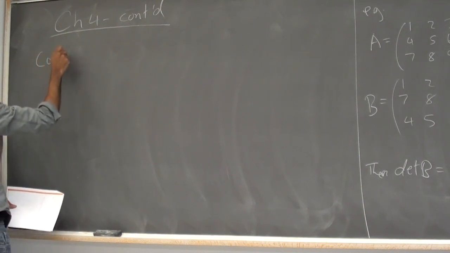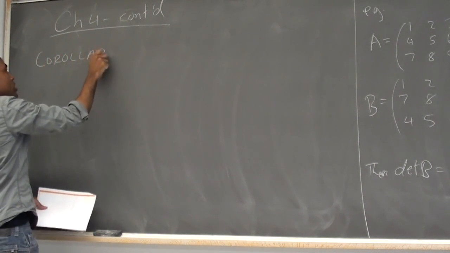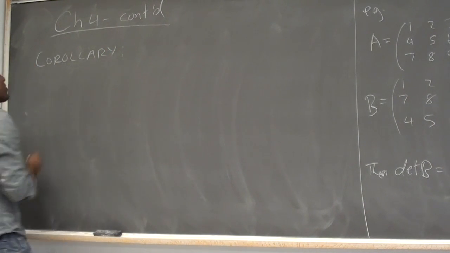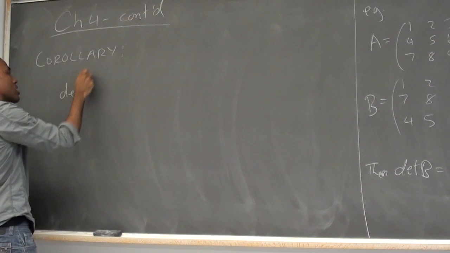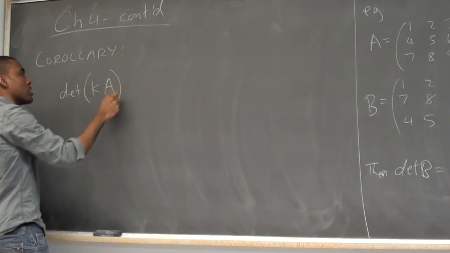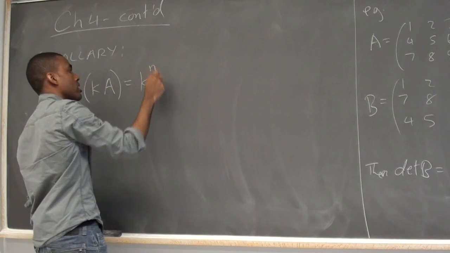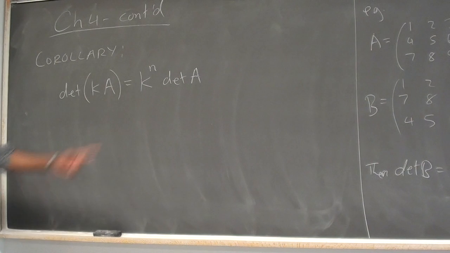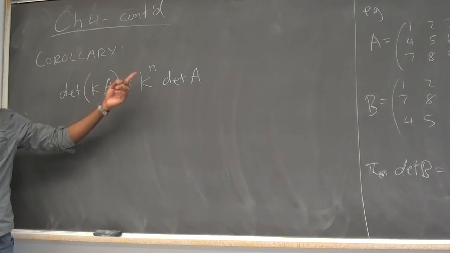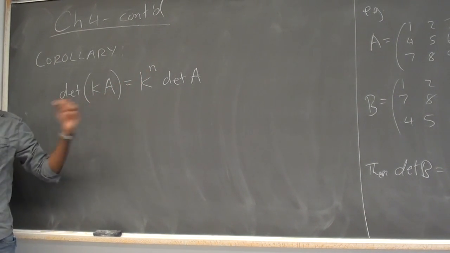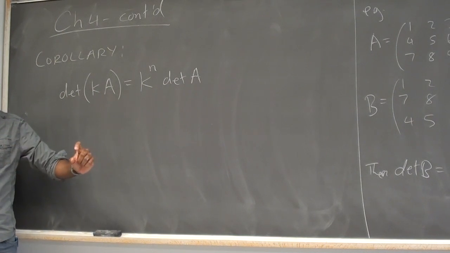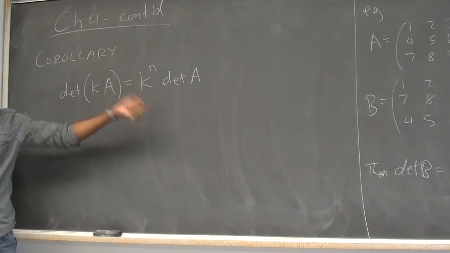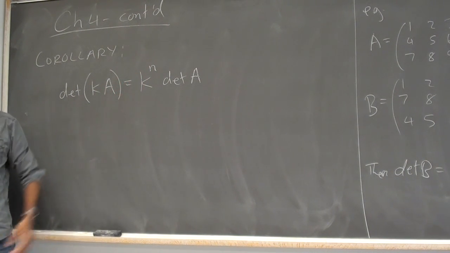Which you can think of as a corollary. I always forget if it's 2 R's or 2 L's. Corollary. The determinant of k times A is equal to k to the n times the determinant of A. Remember, my n is still the number of rows. But remember, kA means you multiply each row by that scalar, which means, according to that theorem, I'd have to factor out that scalar for each row. Well, there are n rows, that means I have to factor out n k's. I would get this.